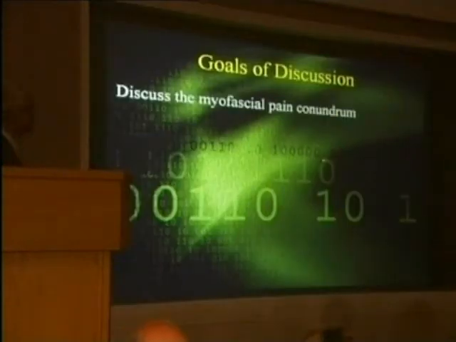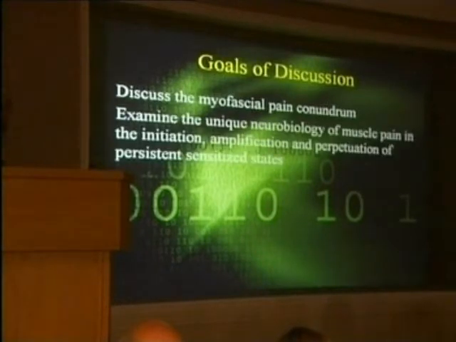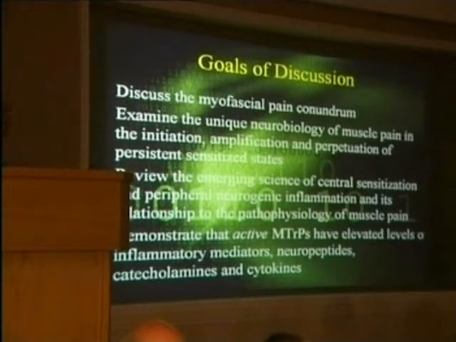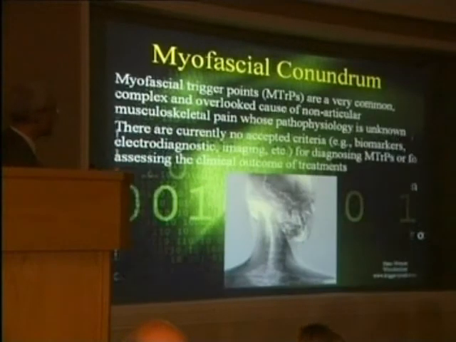So the goals of my discussion for the rest of the session are to get at the conundrum of myofascial pain, look at the unique neurobiology of muscle pain, initiation, amplification, and perpetuation of persistent sensitized states, review the emerging science of central sensitization and peripheral neurogenic inflammation and its relationship to the pathophysiology of muscle pain, and then show you that active trigger points have elevated levels of all those biochemicals that I told you about, which we now know lead to persistent pain, sensitization, and local tenderness.